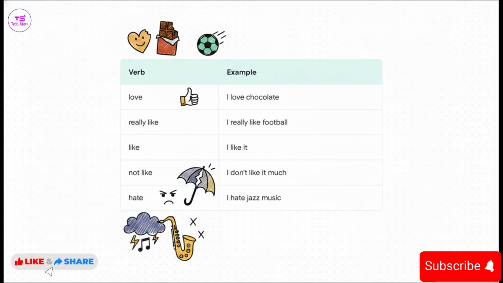Now, when we start moving into negative territory, notice the phrasing. Not like naturally becomes, I don't like it very much. And down at the very bottom of the barrel, hate, as in, I hate jazz music. Picking the right verb here is all about matching that exact intensity.